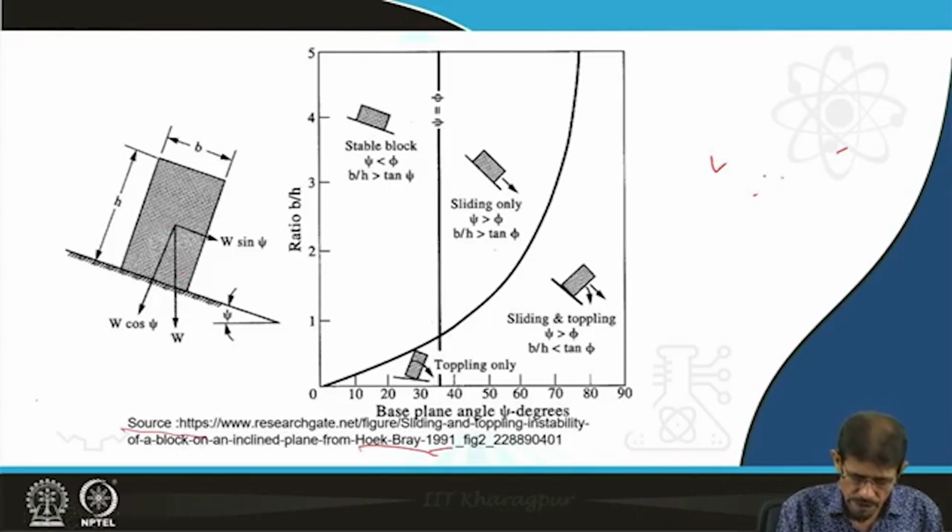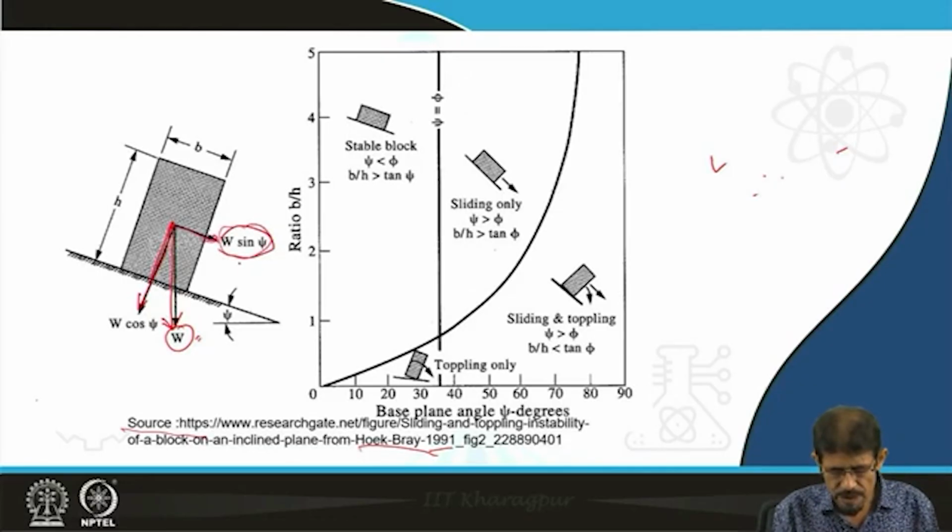Changes in condition: a block is resting on an inclined plane with the weight W directed downwards. W can be divided into two components: normal to the surface, W cos psi, and W sin psi toward the down dip, and this W sin psi is responsible for dragging this block having height h and width b. If the angle of the inclined plane on which this block is resting is phi, then we can see the ratio of b to h along with the base plane angle phi degrees.